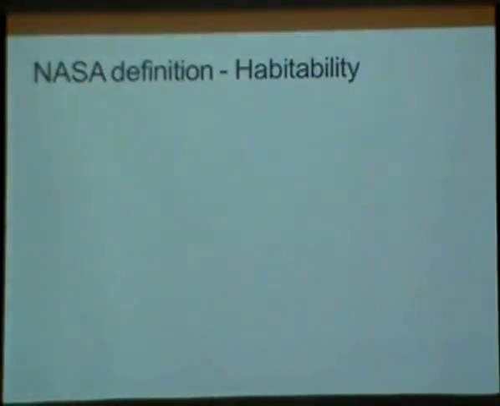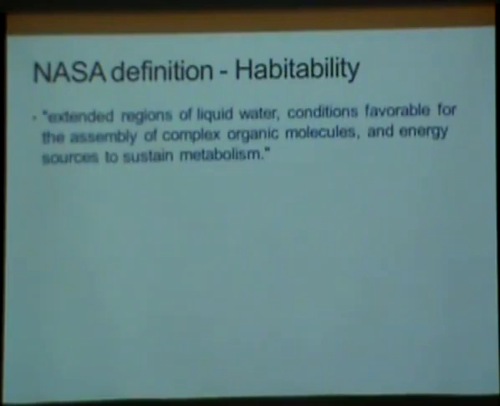Now, there is a working definition for habitability. NASA has one, which is this: habitability refers to extended regions of liquid water. A lot of us are aware of this in the way that NASA is conducting business. Water seems to be very, very important. So, extended regions of liquid water, conditions favorable for the assembly of complex organic molecules, and energy sources to sustain metabolism. That's their working definition of habitability.